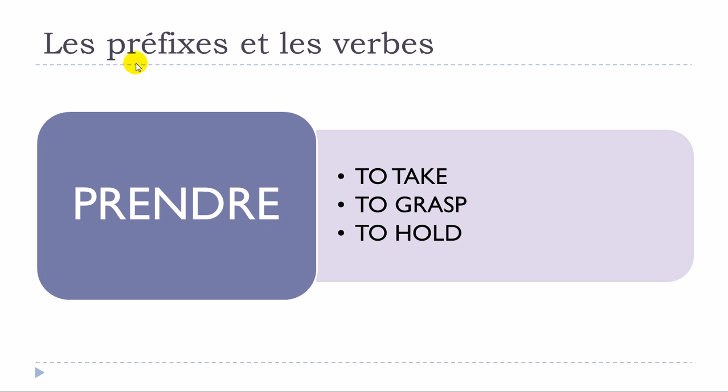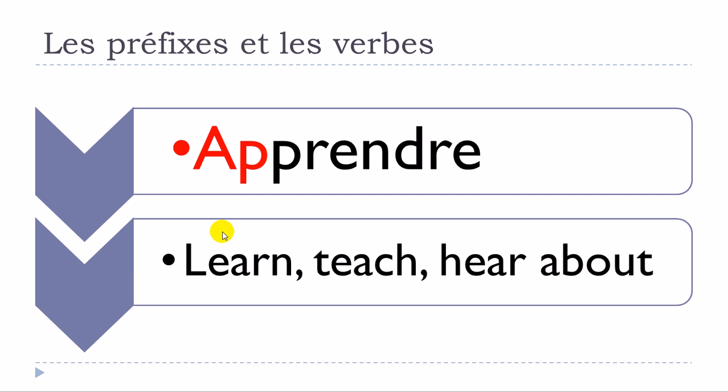We're talking about préfixes, so these letters that you can add before the verb, and by adding these letters, you will modify the original meaning of the verb. Let's see a few examples now. The first one, ap, you will get apprendre. You don't pronounce the double P. Here is what it means.